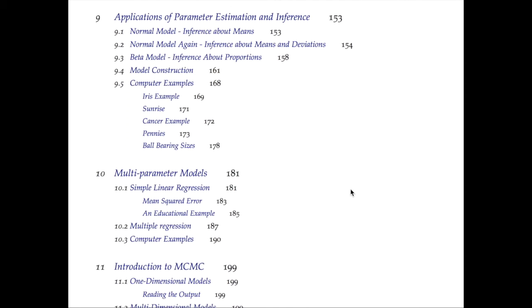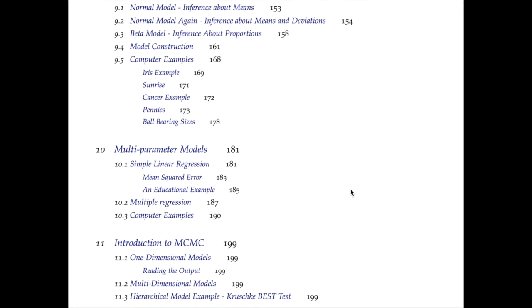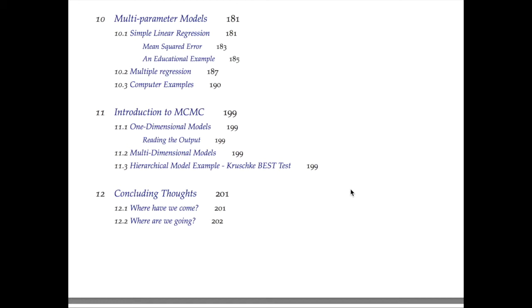The chapters alternate between theory and applications, and then end with computer examples, which I'll show shortly. And the final parts deal with multi-parameter models, which is multiple regression, linear regression, and so on, and Markov chain Monte Carlo, MCMC techniques.